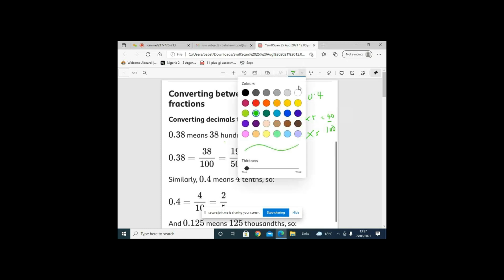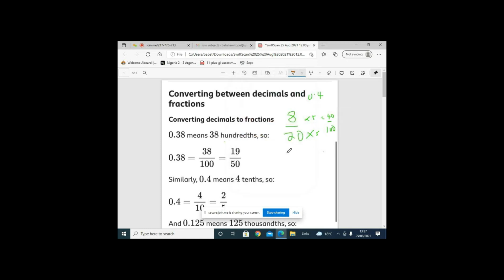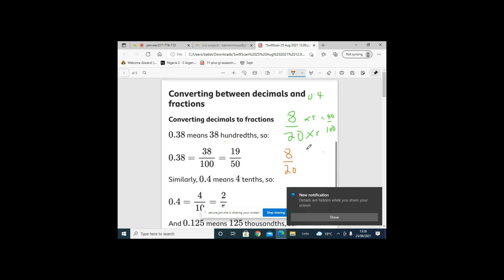You can also do it this way. With 8/20, you can realize that you can divide it by 2 to get to 10. So 8 divided by 2 is 4, and 20 divided by 2 is 10. So 4/10. What is 4 divided by 10? It's 0.4. Can you see? The same way. So you can either multiply it to 100 or divide it, just decide yourself. Do you get that one, Placidia?